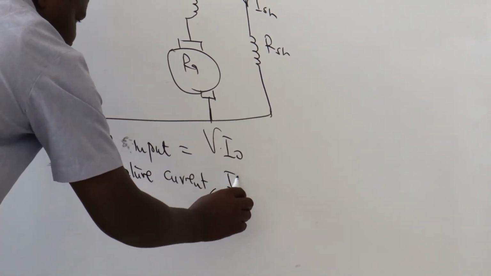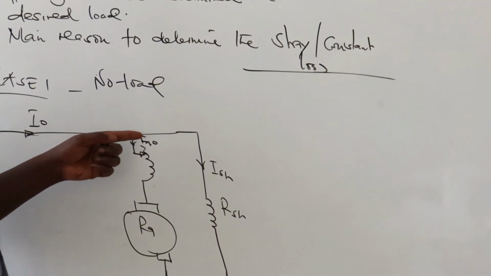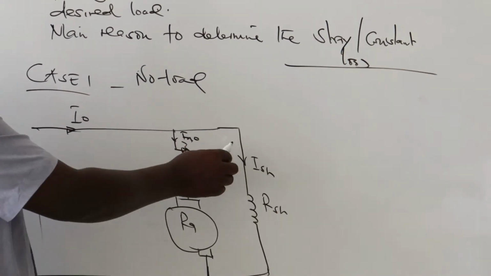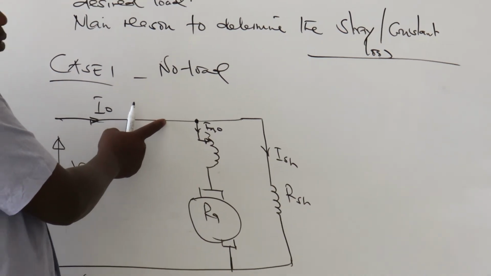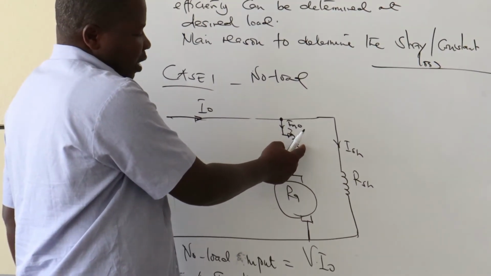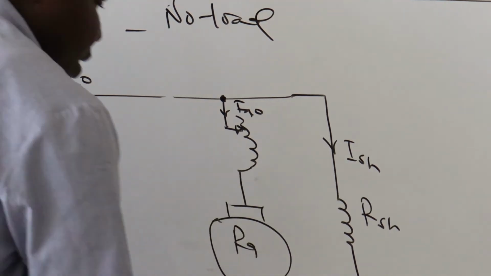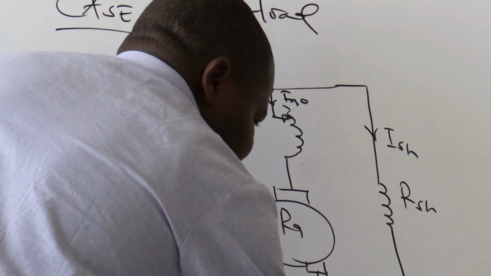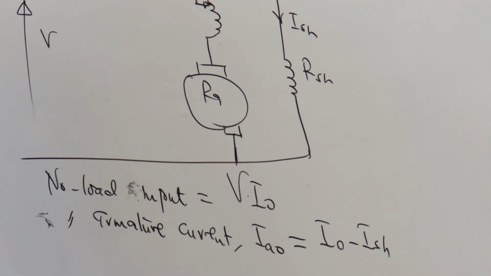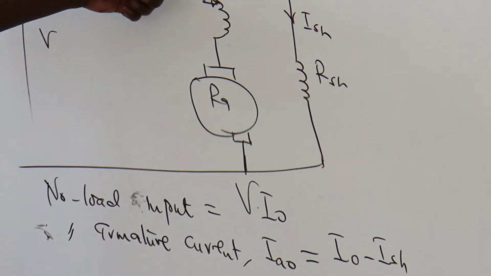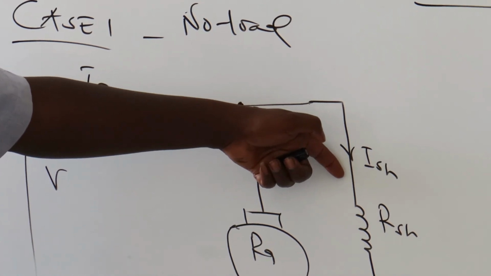We want to write it like I_A0. The current to a point is equal to the current leaving the point. So the current going through here is the no load current, right? And the no load armature current will be the supply current minus the shunt current. True? The current here is equal to the current coming in minus the shunt current, right?